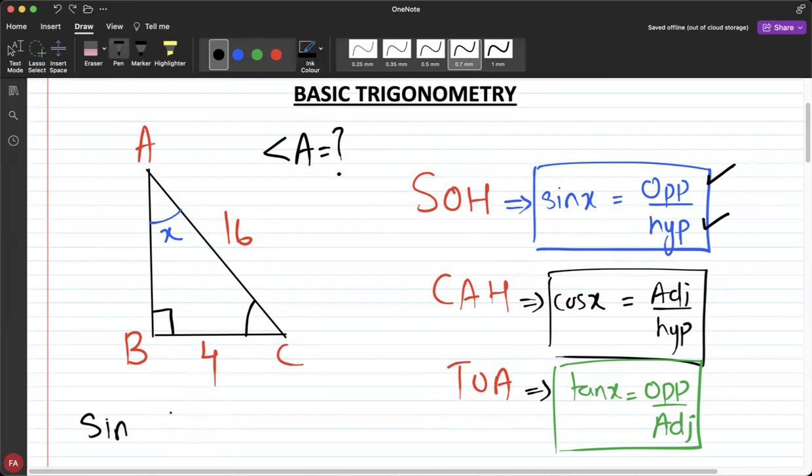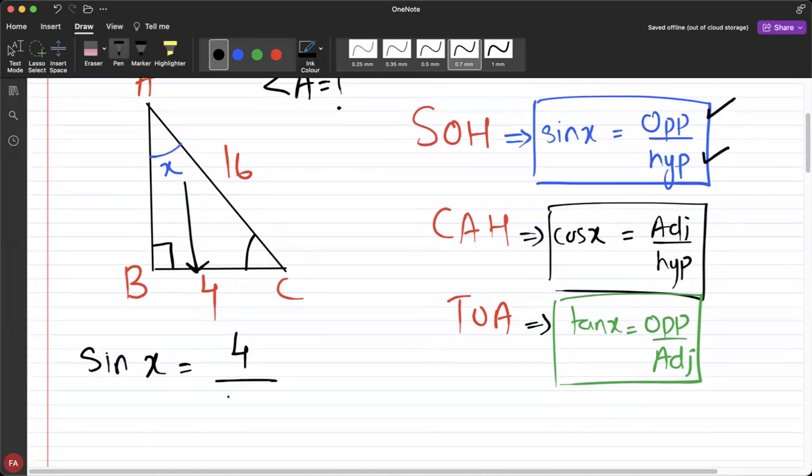Again, this part is not really that important. You can just say sine of x is equal to opposite. That means opposite will be in my numerator. So that has to be 4 in this case. And similarly, the denominator has to be 16.